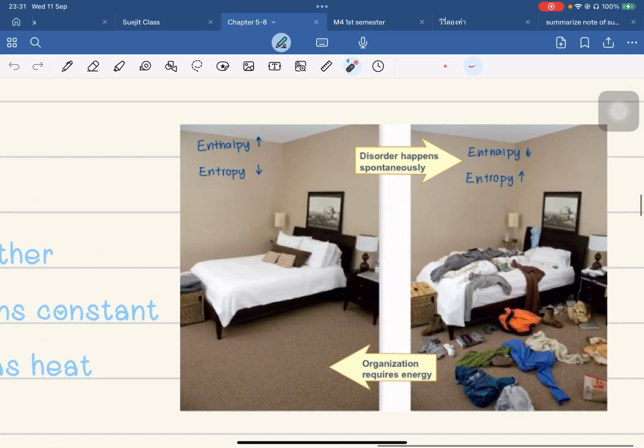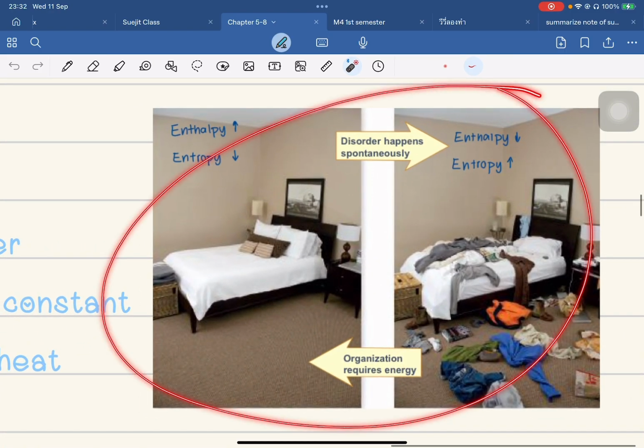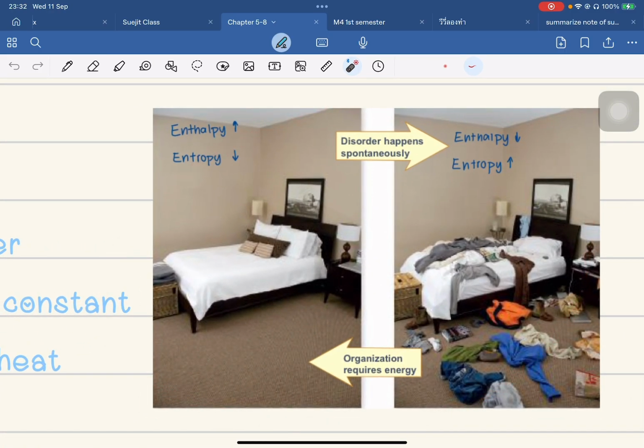As we see, this is the example. It is natural for disorder to happen, but to organize the disorder again, we need energy to do it.